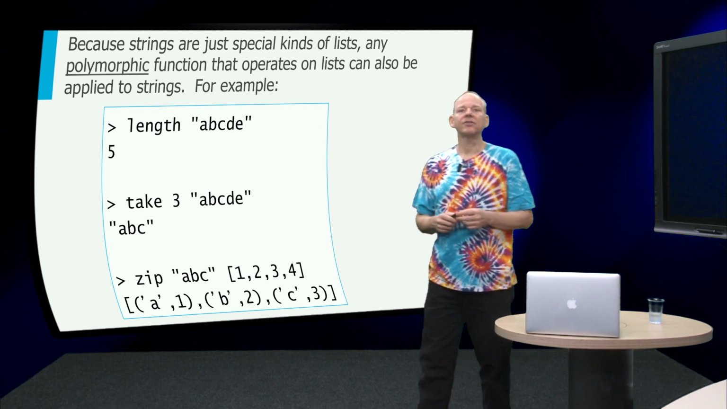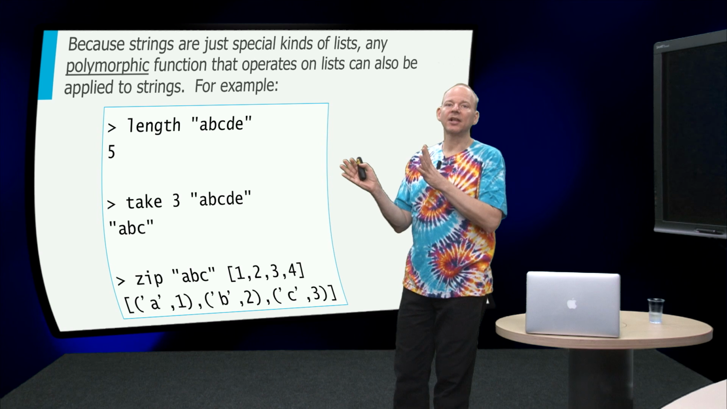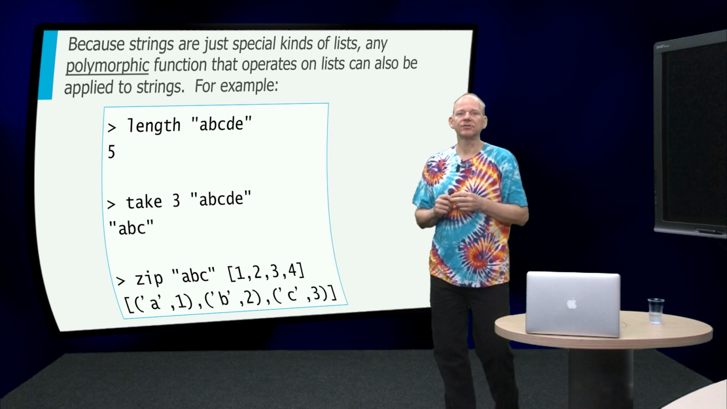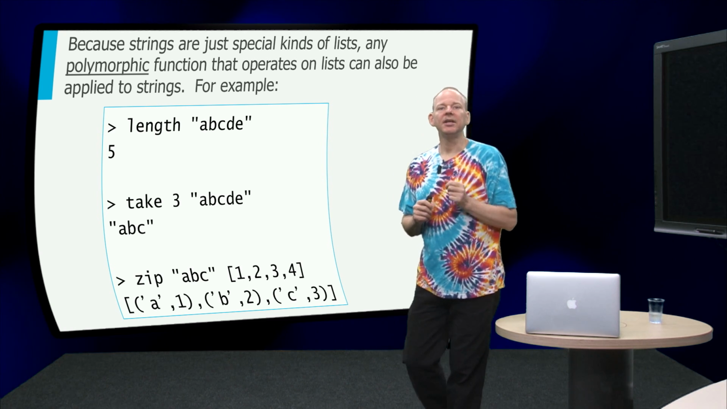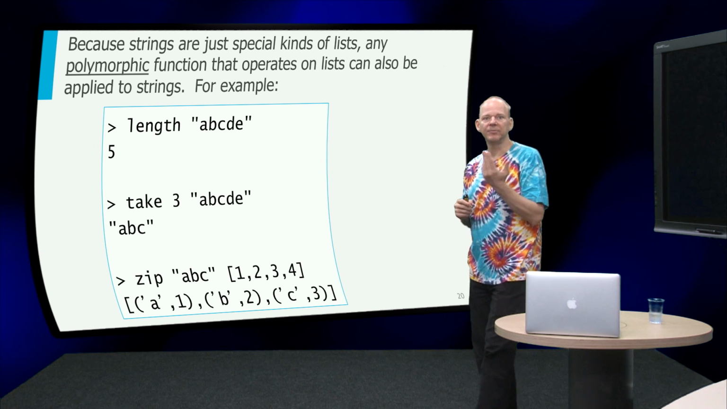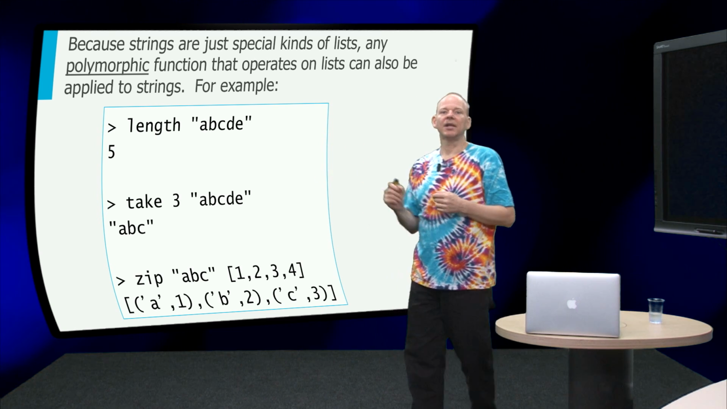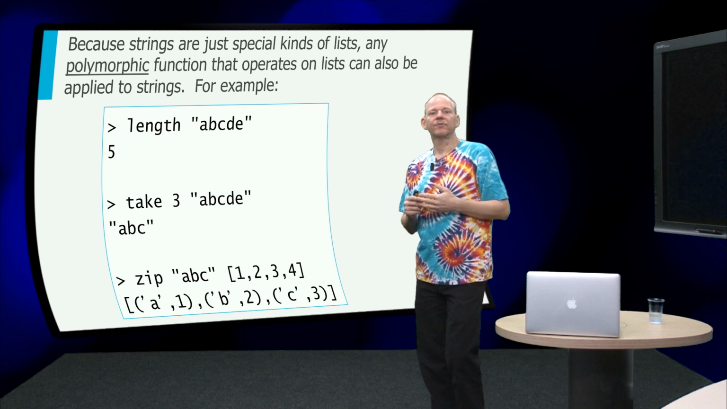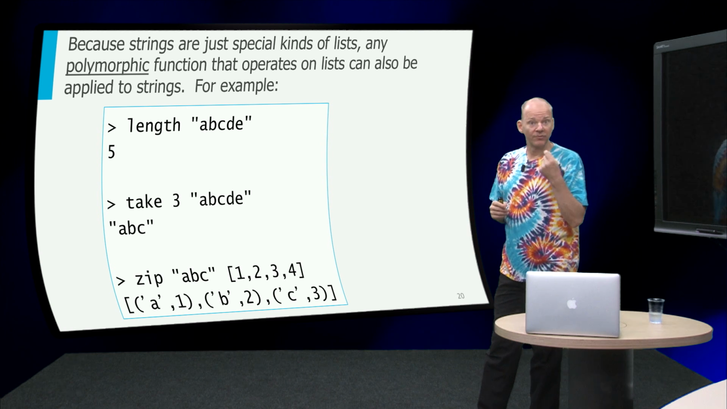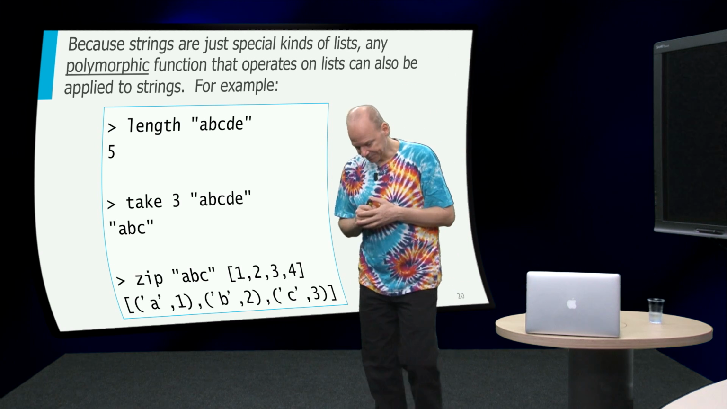For example, the length of ABCDE is 5. And why is that? Because that string is just a list of 5 characters, and so this uses the length function over lists. We can take the first 3 characters of a string by using take 3, so we get ABC, and we can zip a string with a list in this way. So for example, if we zip ABC with 1, 2, 3, 4, we get the list of pairs with the character A, 1, character B, 2, and character C with 3.